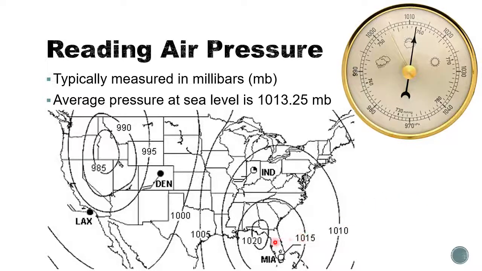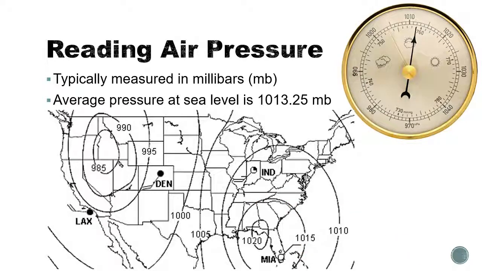Okay, so when we look here, these black lines, these are isobars. They are connecting areas with the same exact reading. So this one says 1020. That means all along this line, the pressure is 1020. This one's 1015. That means all along this line, it's 1015.